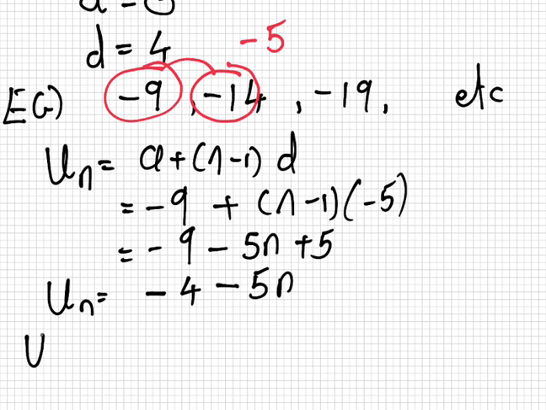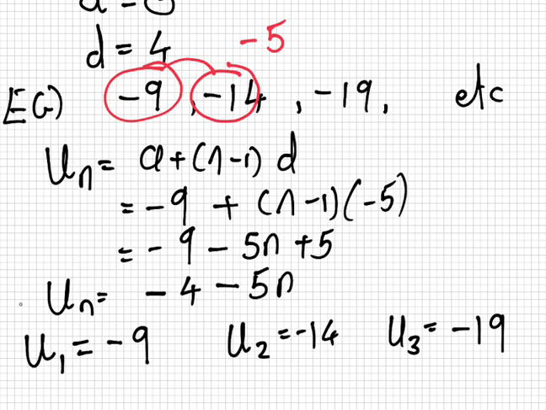Now you can check that this is right. If you put n equals 1, what do you get? You get minus 4 minus 5, which is minus 9. If you put n equals 2, you get minus 4 minus 10, minus 14. And you can check with the last one again. If you put n equals 3, you get minus 4 minus 15. That's minus 19. So this is the formula for the nth term, any term you want.